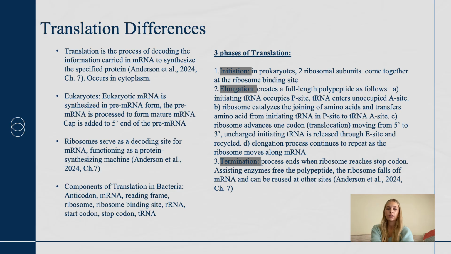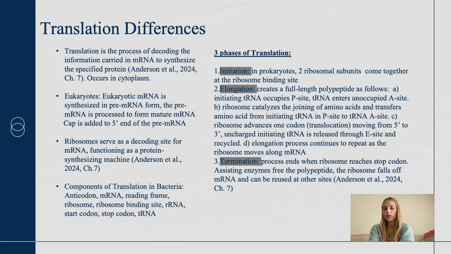Translation is divided into 3 main phases. The first is initiation, the second is elongation, and the third is termination. Initiation in prokaryotes begins when the 2 ribosomal subunits come together at the ribosome binding site on the messenger RNA. During elongation, the ribosome creates a full-length polypeptide chain through several steps.